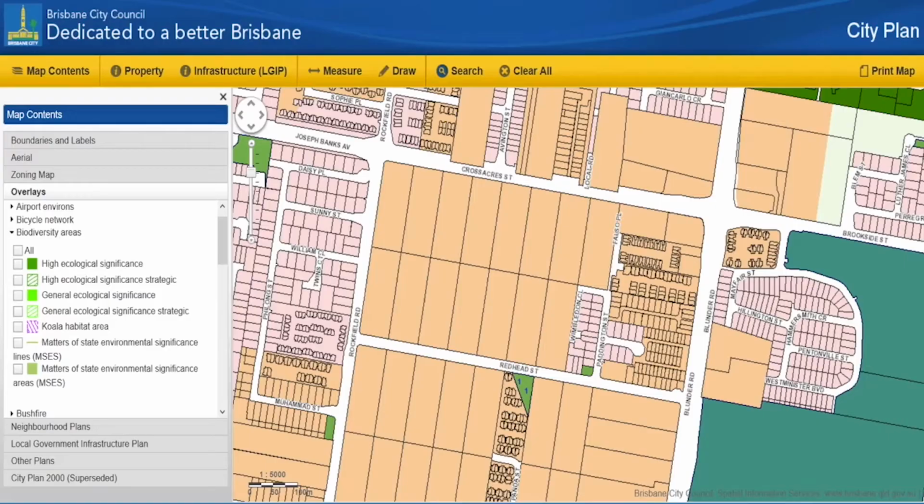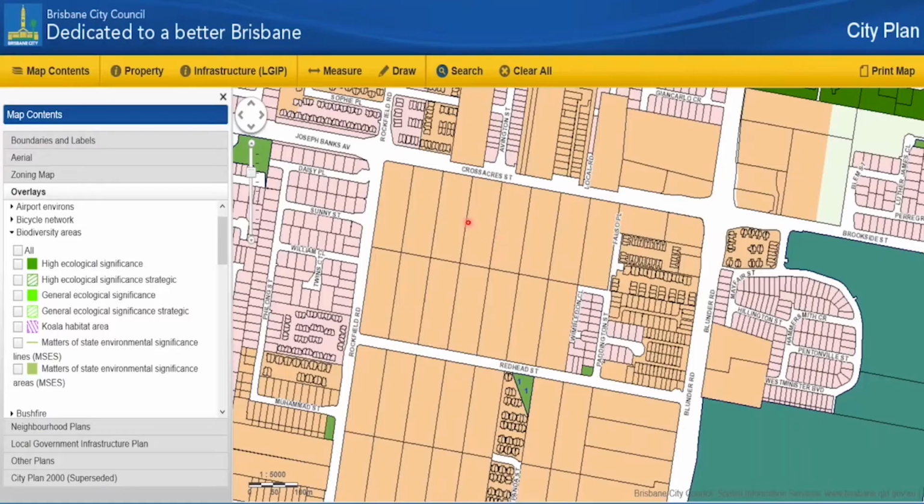Now as you can see here, I have the aerial maps open. You can see Redhead Street, Crossacre Street, etc. and a lot of orange. Now the development potential of your land and the foundation of it begins with the zoning.